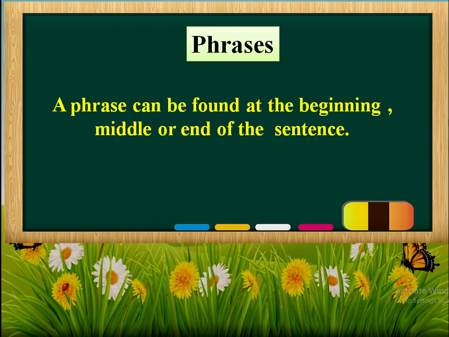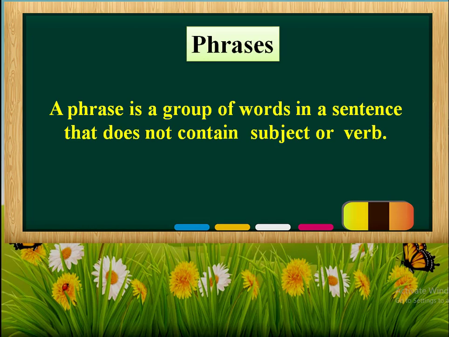A phrase can be found at the beginning, middle, or end of the sentence. And a phrase is a group of words in a sentence that does not contain a subject or verb. I repeat, a phrase is a group of words in a sentence that does not contain a subject or verb.